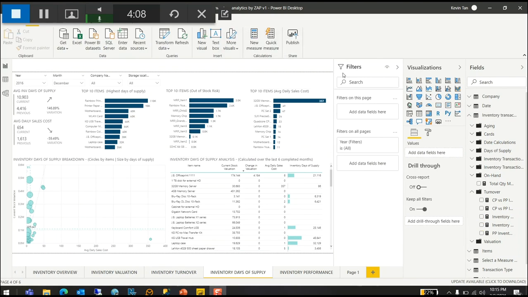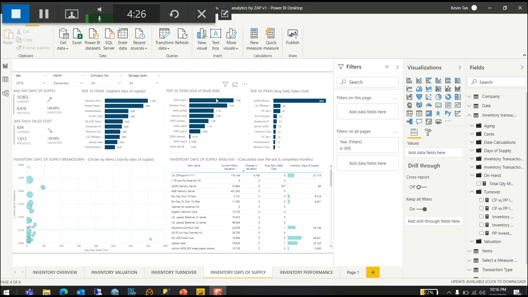In the fourth dashboard for inventory days of supply, I can see that we've already spoken about this before, where we have a high number of days of supply of all the items. Right here, we see the top 10 items, which shows the highest days of supply. So these are heavily overstocked.